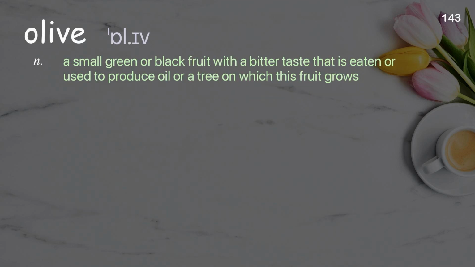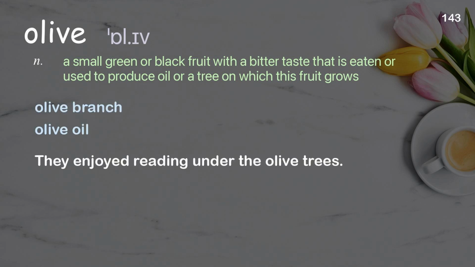Olive. A small green or black fruit with a bitter taste that is eaten or used to produce oil, or a tree on which this fruit grows. Examples: Olive branch. Olive oil. They enjoyed reading under the olive trees.